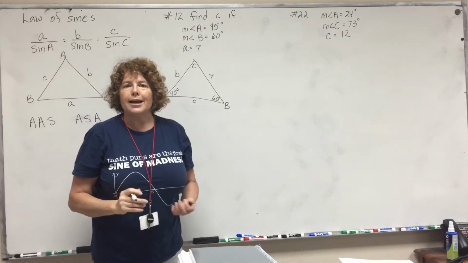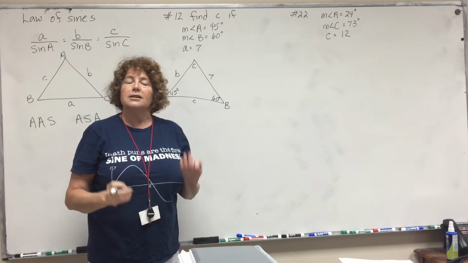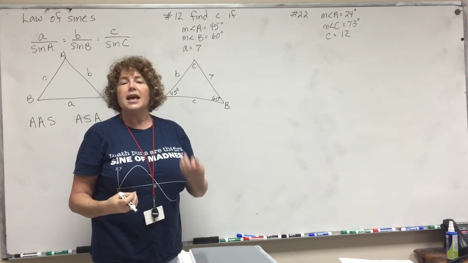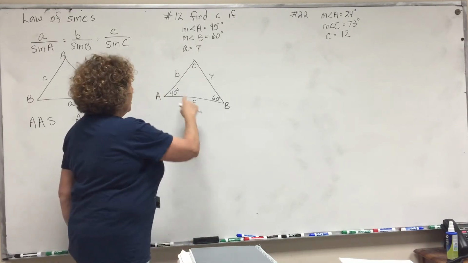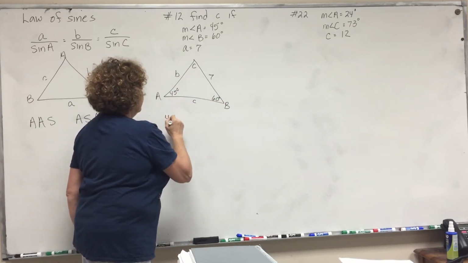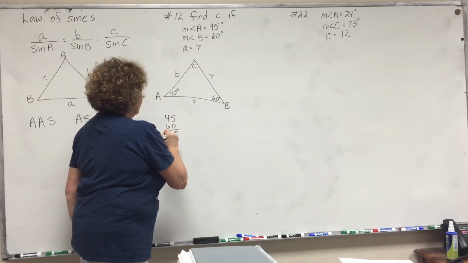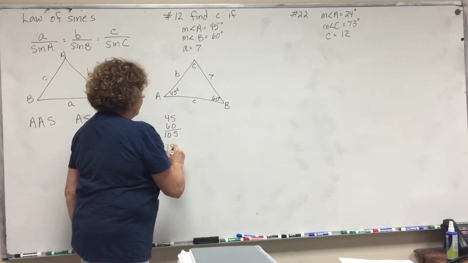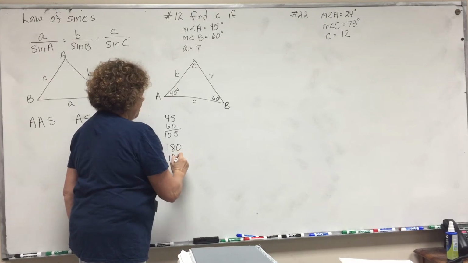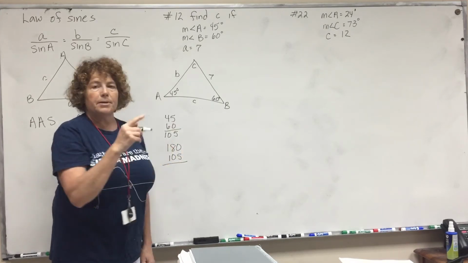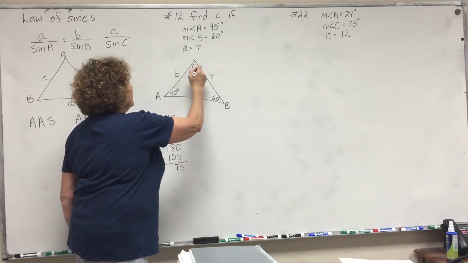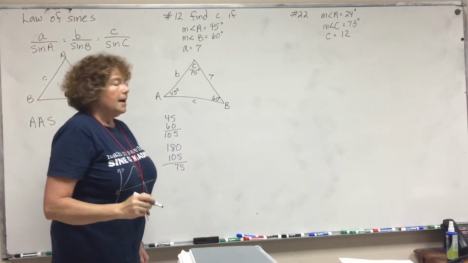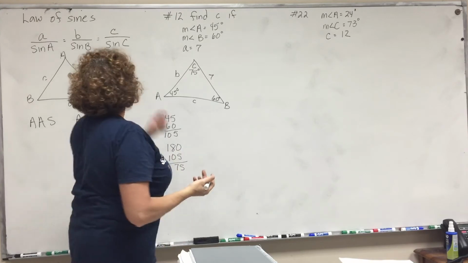Well, if they give you two angles, how can you find the third angle? Since we have to solve for C, getting angle C would be the easiest thing to do first. So you add 45 and 60, and then you subtract it from 180 because, as we know, the angles of a triangle add up to 180 degrees, so it's 75 degrees. So C is 75 degrees. Now, once you have that, we can just set up the law of sines.